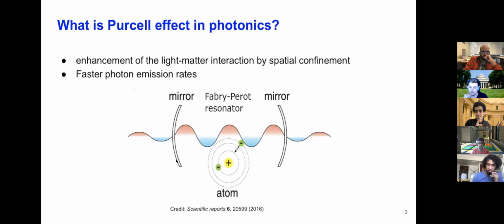So just very generally, for every rate where something couples or interacts with another thing, the rate will be proportional to the density of states and then the interaction terms. So when we have the confinement for photons, there will be a higher density of states. You can just quantify it and show that you will have this much higher photon emission by the atom because of this higher density of states.